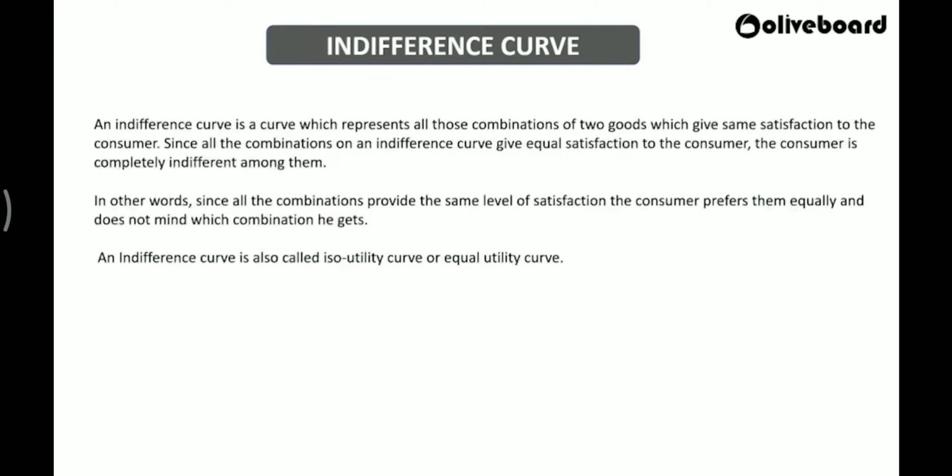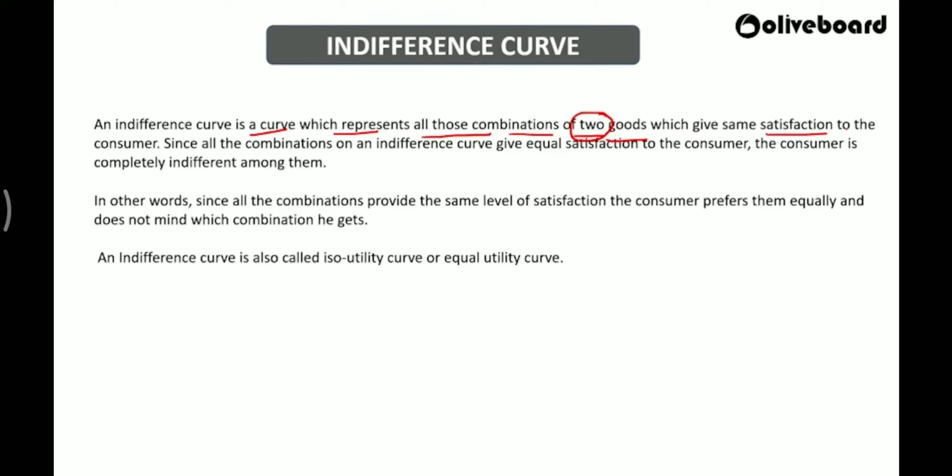Next, we will go with the curve. What does it mean exactly? What does the theory say? I will read the theory for you. An indifference curve is a curve which represents all those combinations of two goods. This is important. So how many goods? Two goods which give the same satisfaction to the consumer.